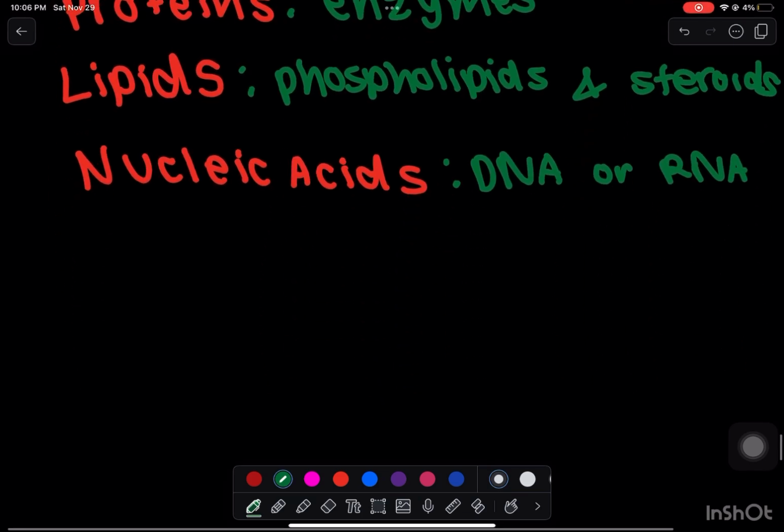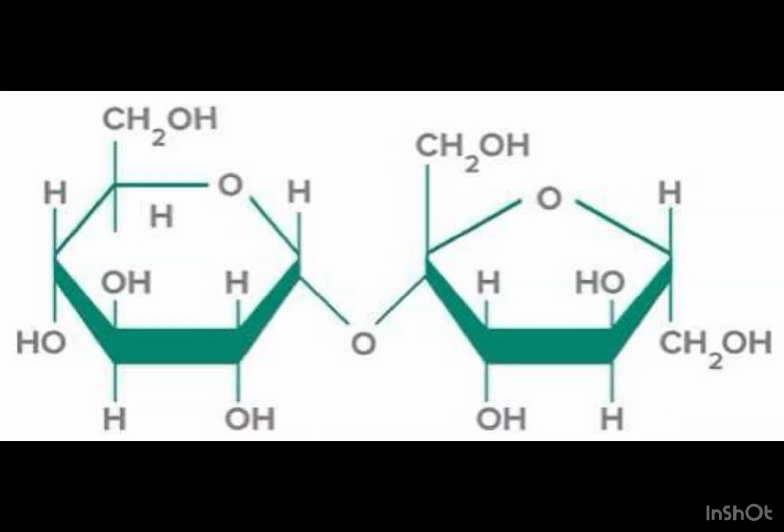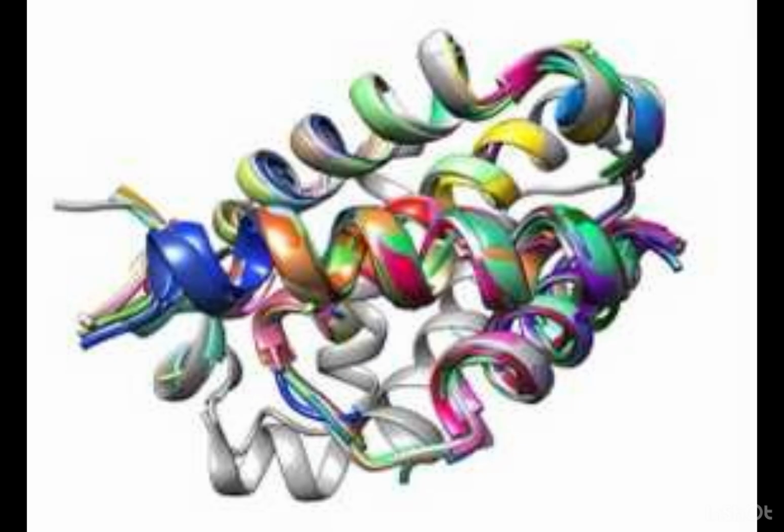Carbohydrates are built from monosaccharides like glucose. They give quick energy, short term storage, and structural support like cellulose. Proteins are built from amino acids. Their shape comes from folding, and this folding determines their function. Proteins do basically everything. Enzymes speed up reactions. Transport proteins move substances. Structural proteins support cells, and signaling proteins send messages.